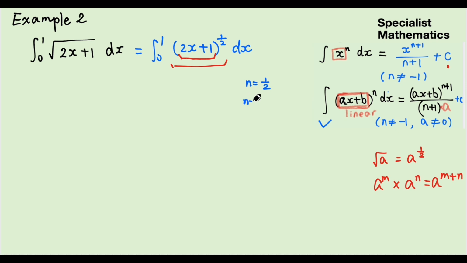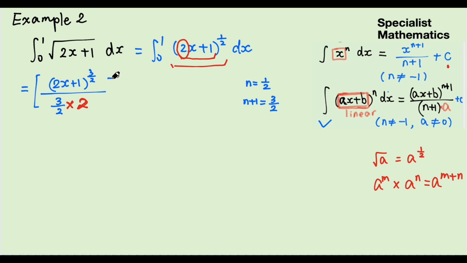Then we will need n plus 1, which is 3 on 2. Therefore, we will have 2x plus 1 all to the power 3 on 2, over the new power 3 on 2. Don't forget the inner function, it's a linear function. The coefficient of x is 2. Now we have to divide the whole thing by 2. It means for the denominator we have to multiply by 2.